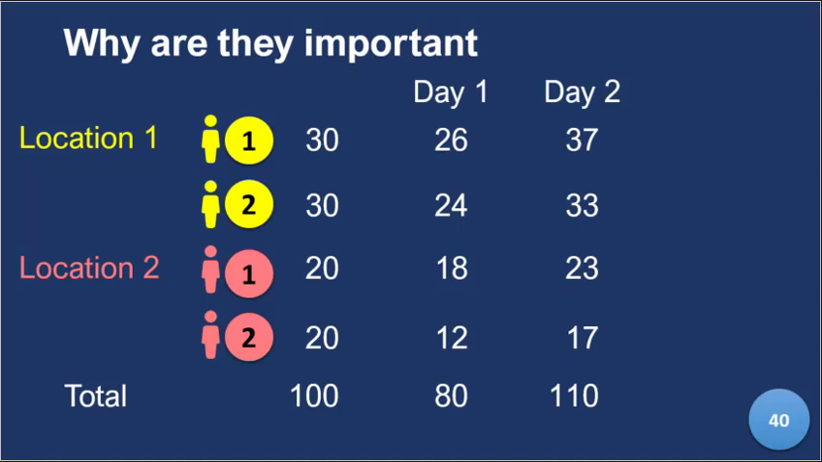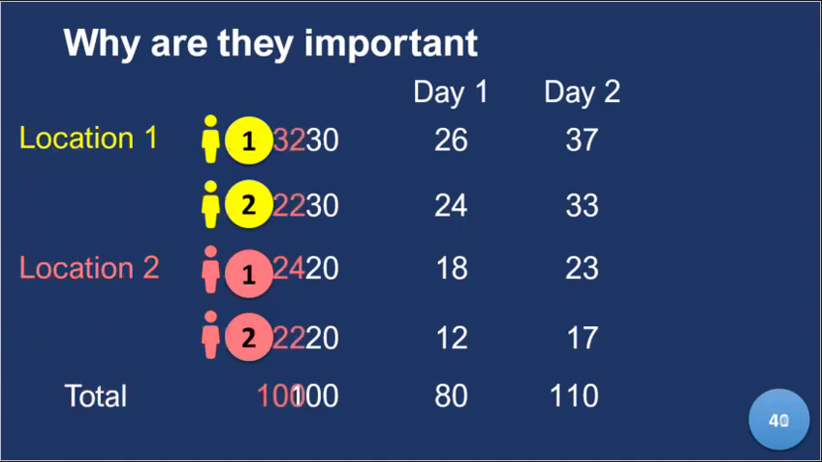So if it is more than 30 for location 1, we should know why. If it's less than 30 for location 1, you should also know why. So that's the whole idea. We should have 30, 30, 20, 20, 20, then total 100.